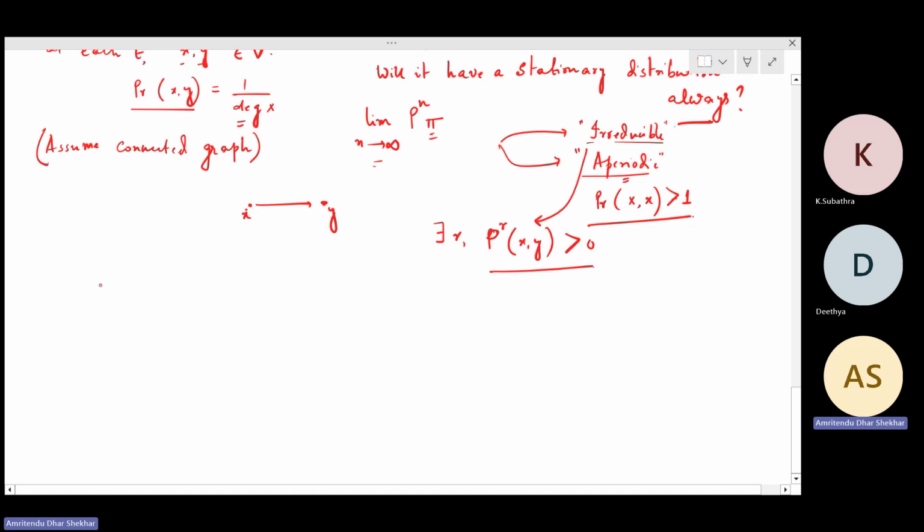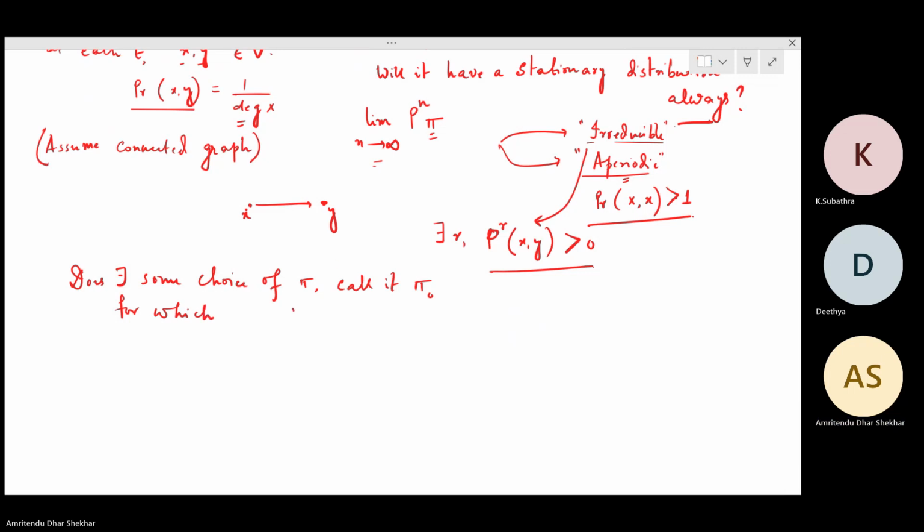So the question is, let's write it down. Does there exist some choice of pi, call it pi 0, for which the limit as n goes to infinity of pi n v 0 exists? That is the question.